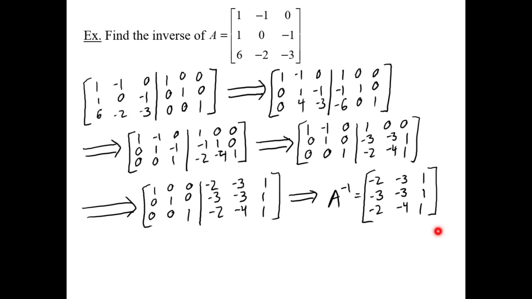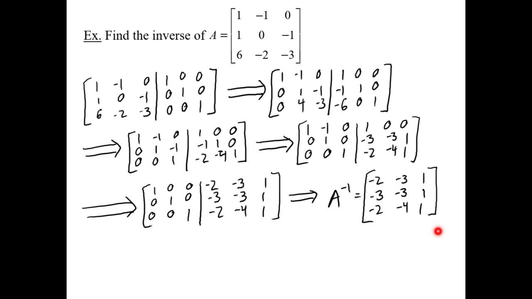We could prove it's the inverse, right? We could do A times A inverse. I'm not going to, but you could do that to show that this does work, that when you do that product, you get the identity matrix. Okay, so that's how we find the inverse. Now let's consider a result of this.